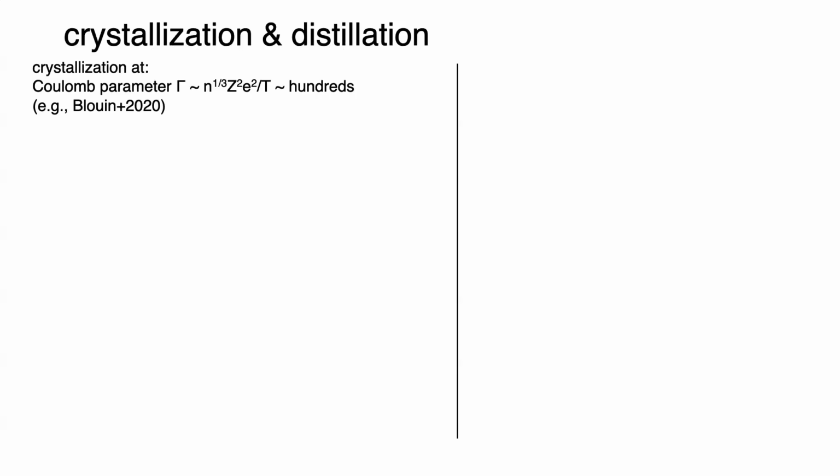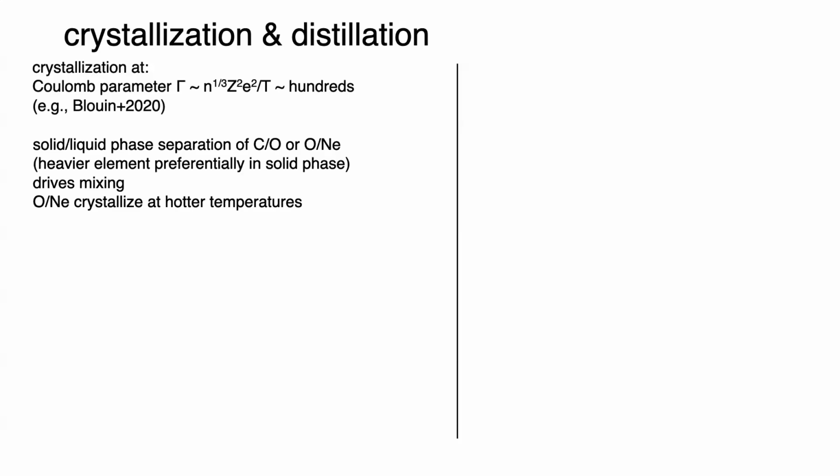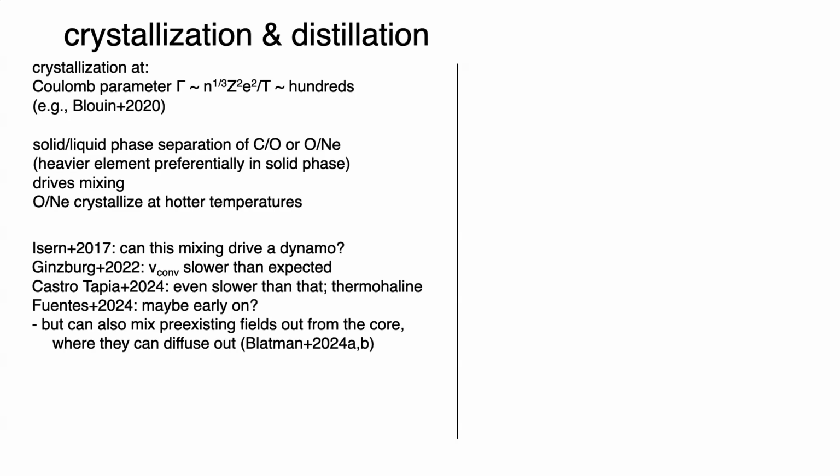White dwarfs crystallize. Basically they're made of carbon and oxygen, or oxygen and neon. When the white dwarf is cool enough, the Coulomb forces are large enough that they can do chemistry, basically. What happens in the case of CO is that the oxygen-rich material freezes and squeezes out some carbon-rich liquid, and the carbon-rich liquid can rise and cause some mixing. Oxygen-neon does the same thing, but at higher temperature. That can cause a dynamo, maybe. That was suggested in 2017, but probably not, because the mixing is actually very slow. And over time, people have realized that it's even slower than they thought. But it's still possible.